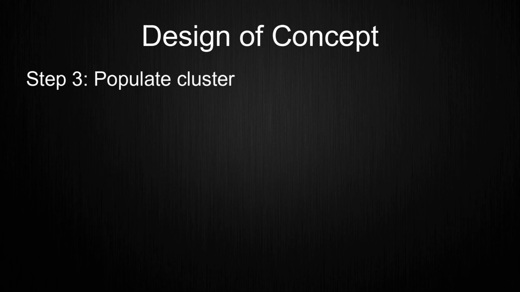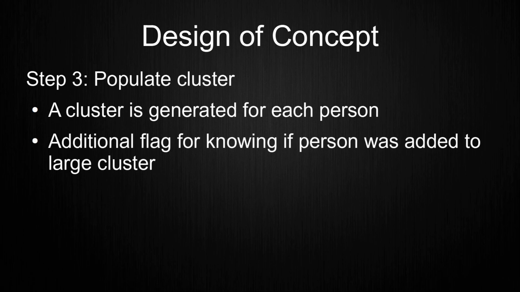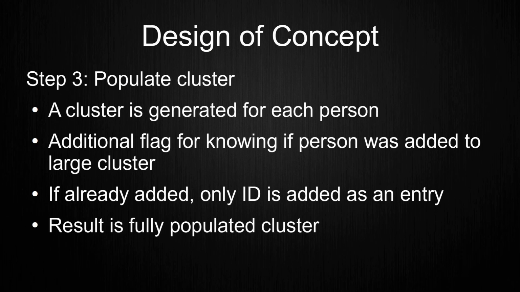To add a new member to this cluster, a new cluster with the same structure is generated from the single entry for the person. The program uses an additional flag to know whether a person was already added to this structure. This is required to avoid infinitely nested clusters. If a person was already added to the cluster, the ID of the person is added instead of the new structure. The result is a nested cluster containing all people that share a connection.